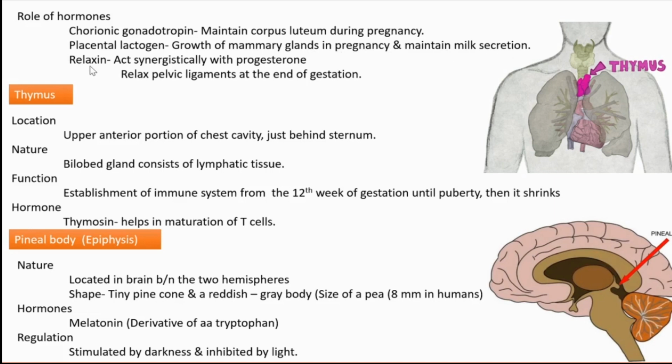Then relaxin, what is it? It helps support the action of progesterone. And it also relaxes pelvic ligaments at the end of gestation, meaning delivery. At delivery time, it relaxes the pelvic ligaments. The pelvic part is helped by this relaxing hormone.